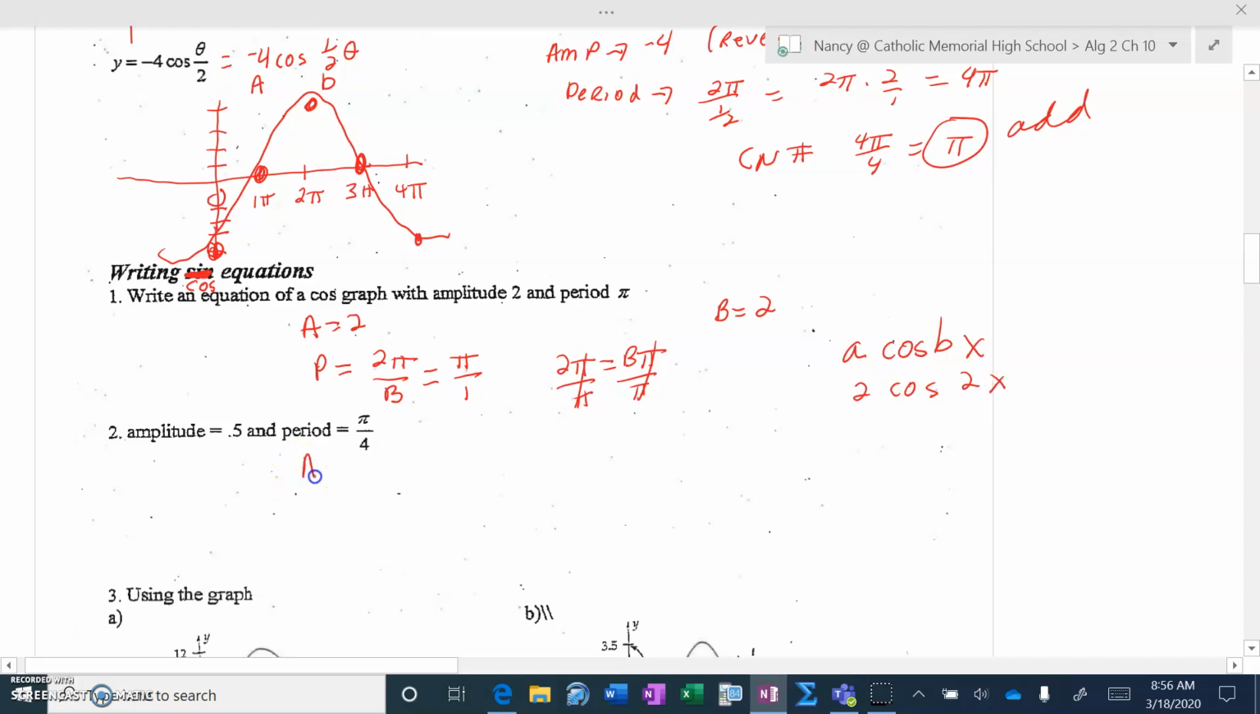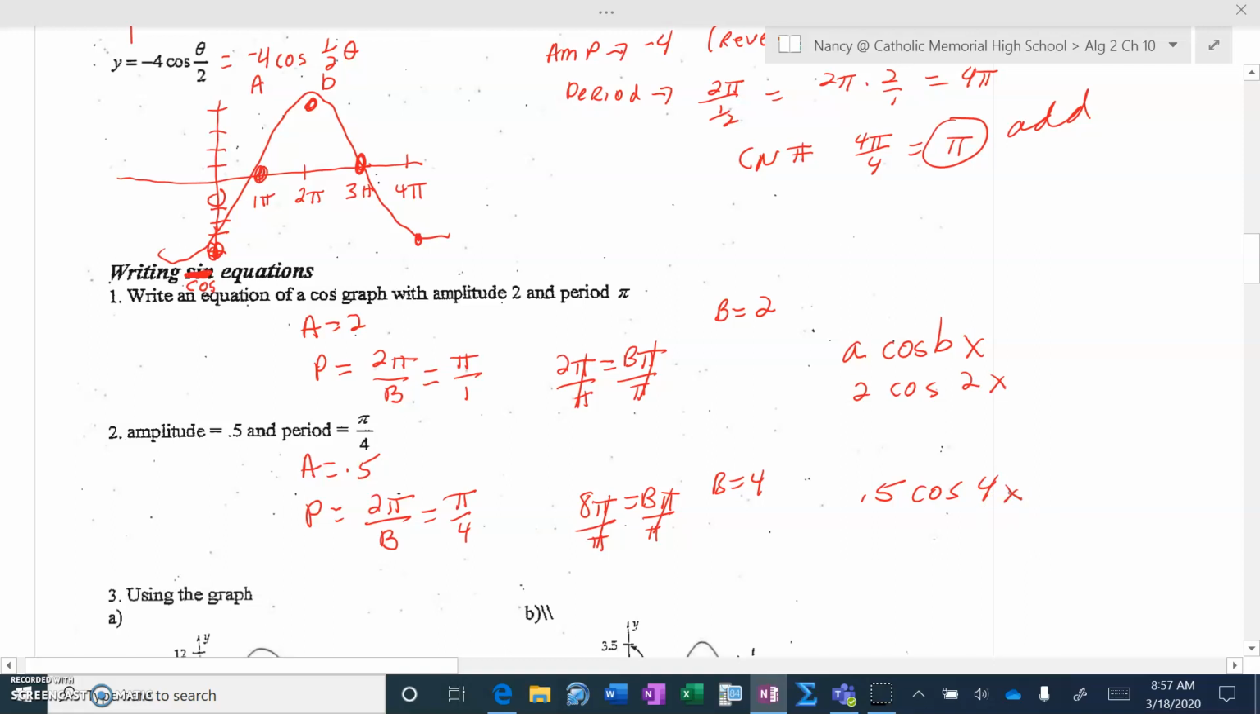Or if I told you the amplitude was 0.5 and the period, which is 2 pi over b, is equal to pi over 4, I would just cross multiply: 8 pi equals b pi, and I would simply divide by pi, and I would get b equals 8. So my a is 0.5, and my b is 8, and that would be my equation.